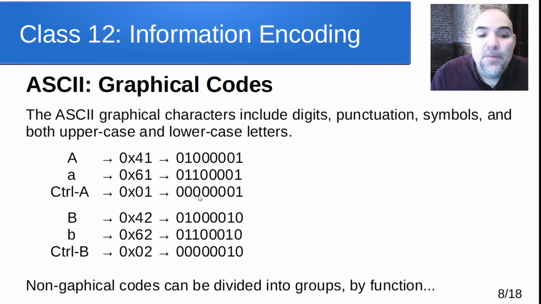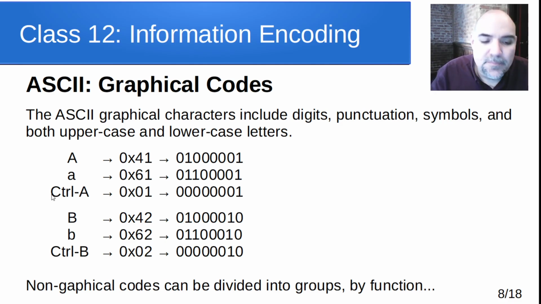And that was by design. Notice B is just one more than A, but it follows that same pattern. That's true for control C, lowercase c, uppercase C, control D, and so forth. So you can access all of those control characters, these characters 1, 2, 3, 4, 5, 6, 7, 8, and so forth, by just pressing control and then that same letter. And that's by design. There are other graphical characters as well. Digits are in there.